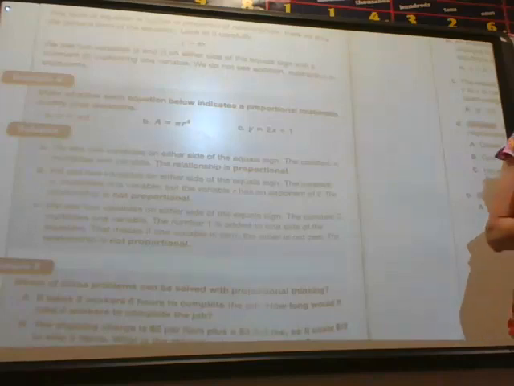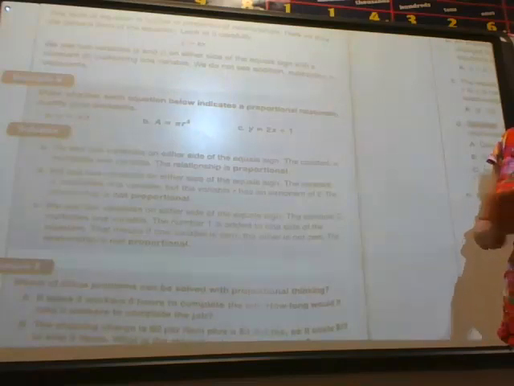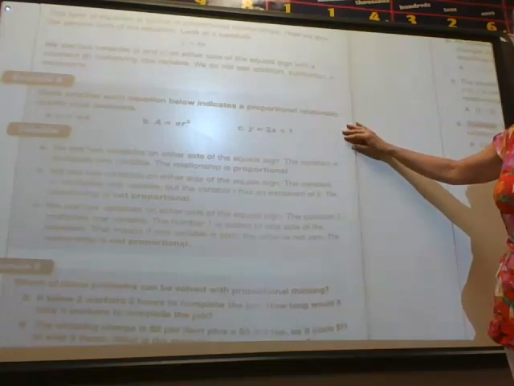Going to do, like I said, we're just doing the basics. So we're going to skip example 3. Some of you can read over it on your own if you want to. But example 4, state whether each equation below indicates a proportional relationship.